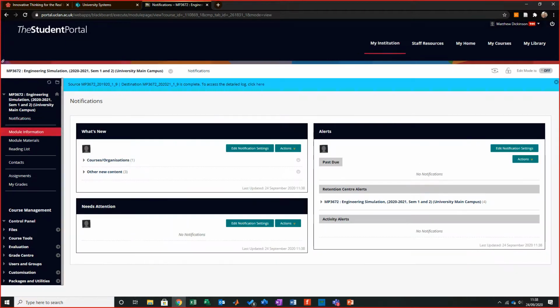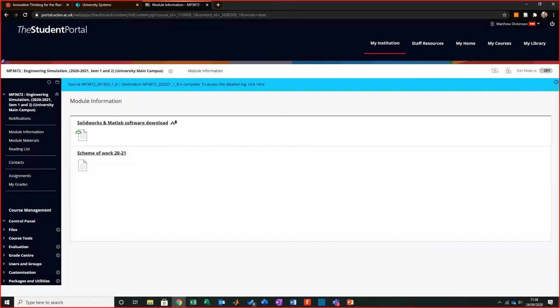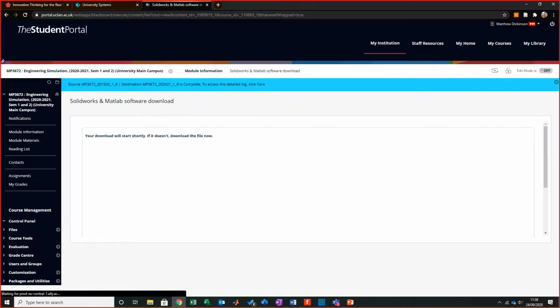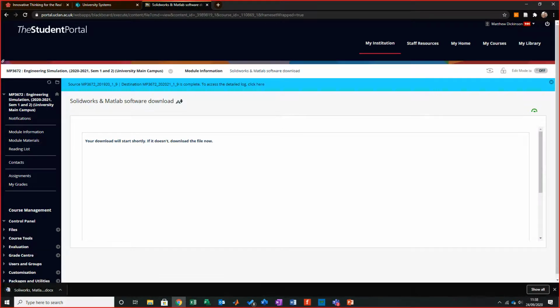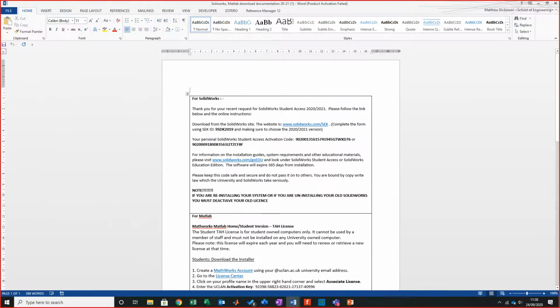On here at the minute, for anybody that's unaware, the SolidWorks and MATLAB software downloads are all on here for your use. If you do have problems with it, please let me know. I've just had correspondence with some who do have problems with it. Again, I'm going to chase that up today because I wasn't aware of that one.